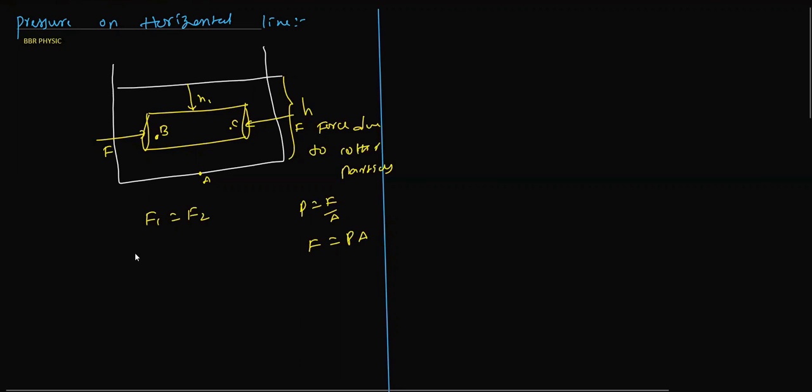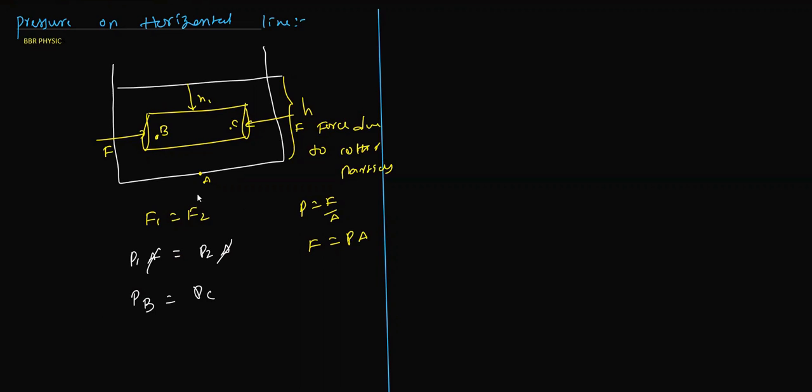So what can we write? P1A is equal to P2A, because in the cylinder I'm choosing, both areas are the same. So 1 can be taken as B, 2 can be taken as C. Therefore, PB equals PC, which we can write here. Then what about PA? PB equal to PC, that equals how much? Rho G H1, at a height of H1, which is here. Okay, at a height of H1, you choose like this.